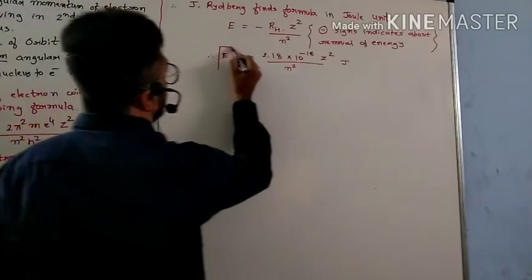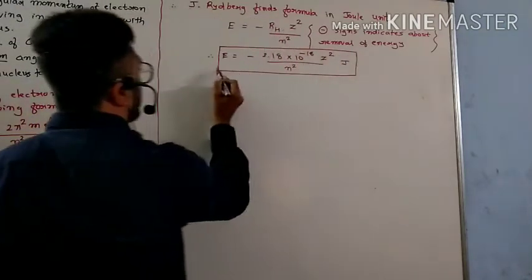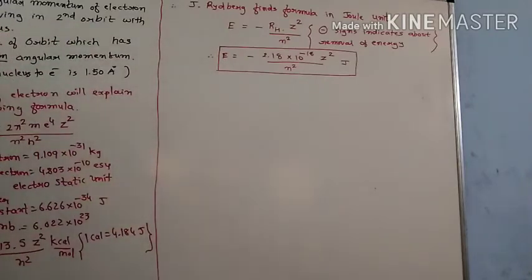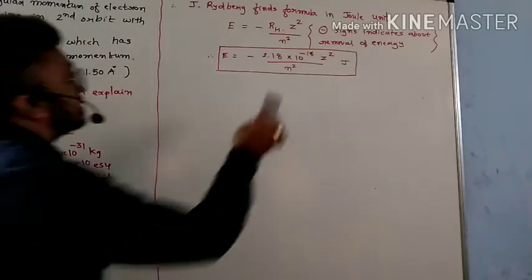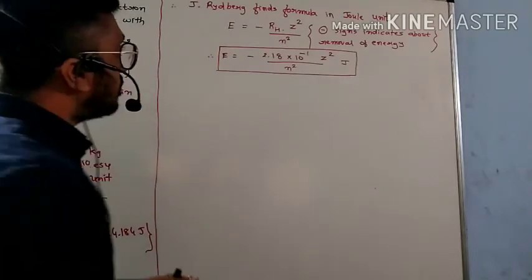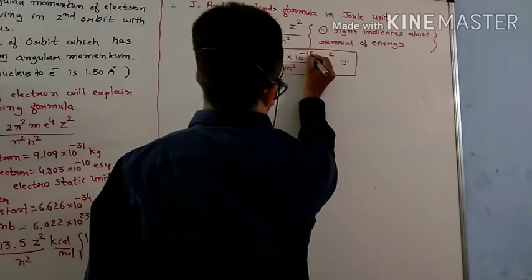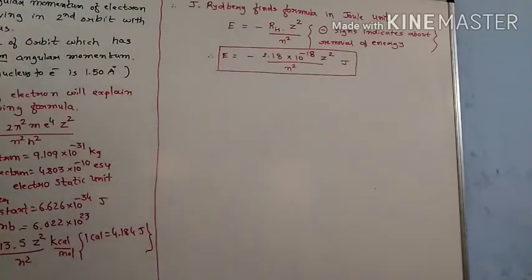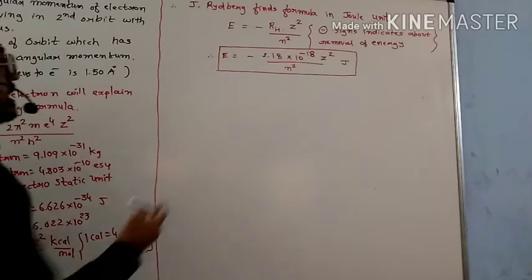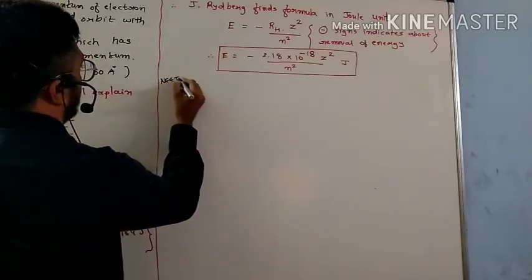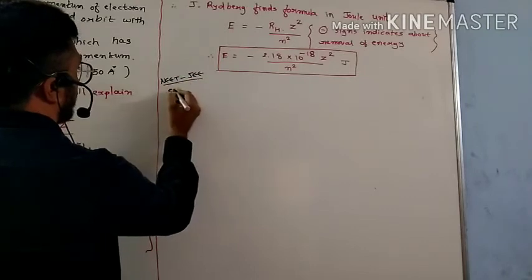Dear students, this is a very important formula, the Rydberg equation. E is equal to minus 2.18 into 10 raised to minus 18 Z square upon N square, in joule unit. So the Swedish scientist J. Rydberg found the formula in joule unit, 2.18 into 10 raised to minus 18 into Z square by N square. NEET JEE type examples are based on this formula.